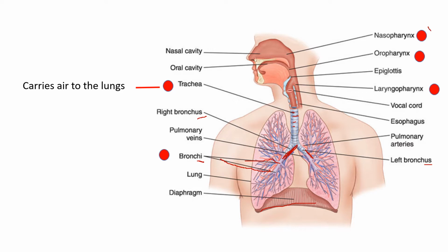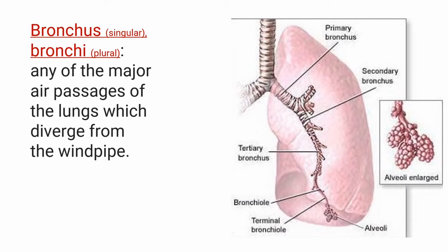I think we talked about the nasopharynx and the oropharynx before, but this is more upper respiratory. I want to get into the area around the trachea on down. So again, bronchus singular, bronchi plural. What is it? Any major air passage of the lungs which diverges from the windpipe.